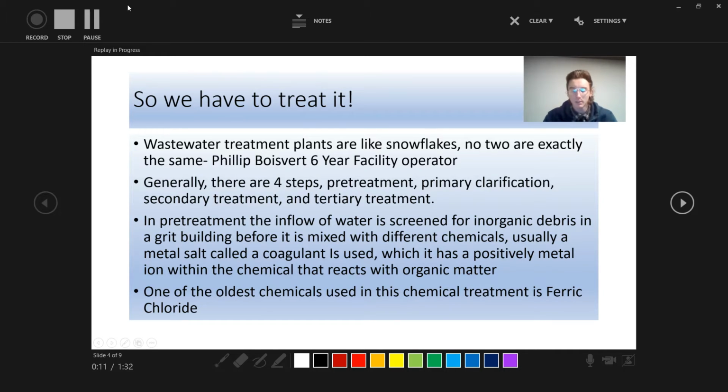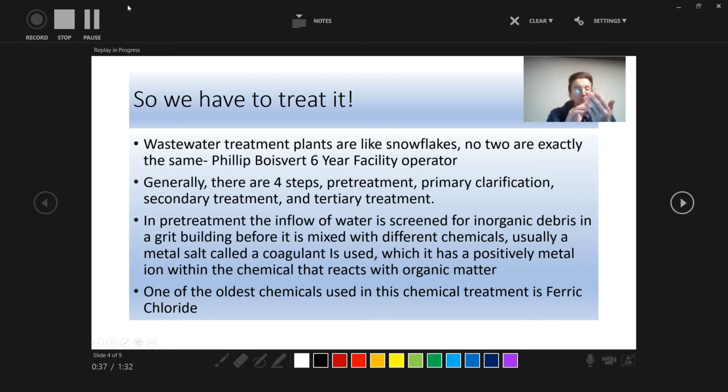This can be done in many different ways through a wastewater treatment facility. As my Uncle Phil, who is a wastewater foreman, said, wastewater treatment plants are like a snowflake. They have many of the same designs and same concepts, but each one is unique in its own way. But generally there are 4 steps. There's pre-treatment, primary clarification, secondary treatment, and tertiary clarification.